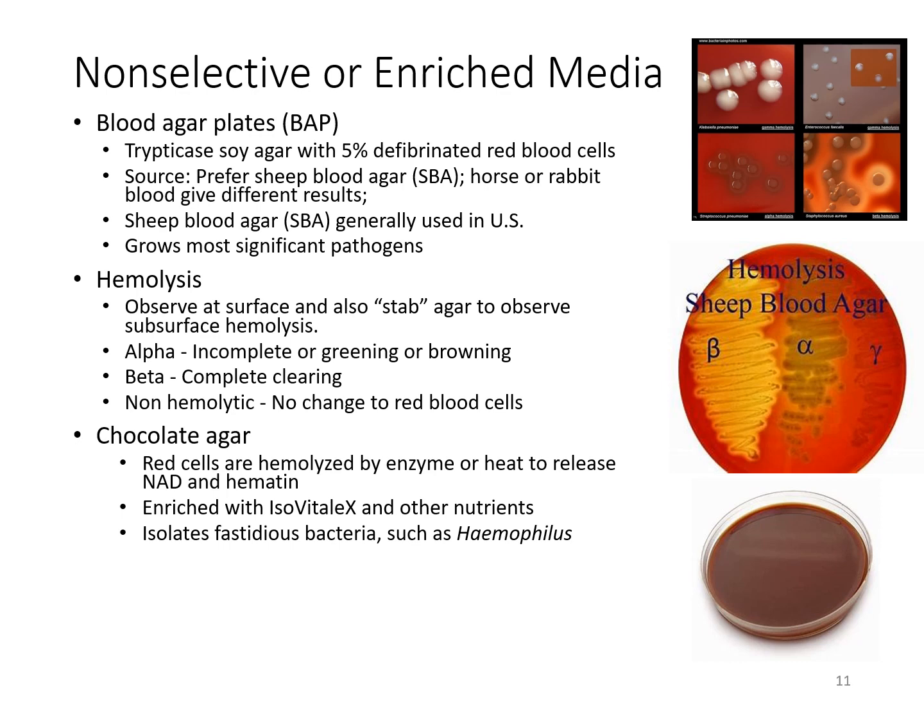Now, on that sheep blood agar, we're looking for something called hemolysis, and you're going to observe this on the surface of the agar, or in some cases you might do a stab into that agar and look for subsurface hemolysis. What we're looking for is whether an organism is alpha, beta, or what we call gamma, or no hemolysis. With alpha hemolysis, you're looking for an incomplete clearing or a greening or browning of that agar. You can see here in your images where you've got that alpha hemolysis. So you have that green clearing.